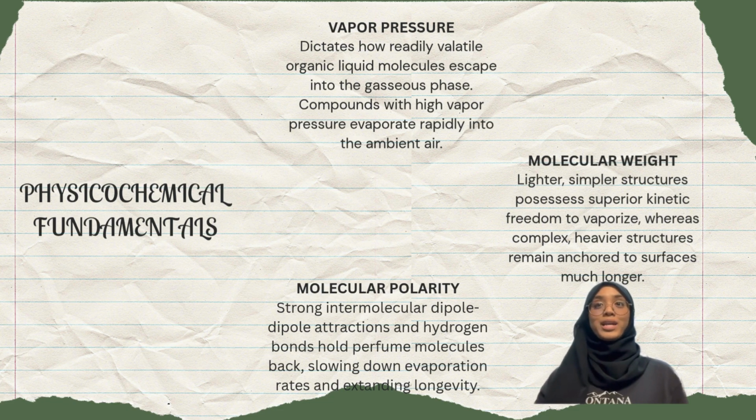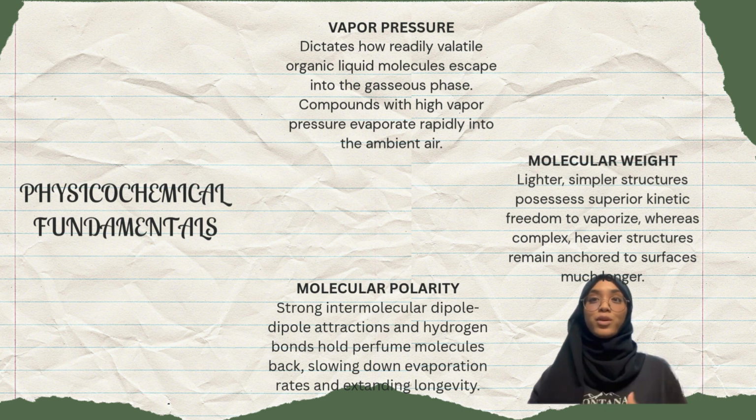So, before we look at the three tiers of scent notes, let's establish the three physical pillars that control scent volatility. First, we have vapor pressure. This determines how easily a liquid organic molecule escapes into its gaseous form, so our noses can detect it. High vapor pressure means fast evaporation. Second is molecular weight. Smaller, lighter molecules have higher kinetic freedom and fly into the air quickly, while heavier, larger molecules remain anchored to surfaces.